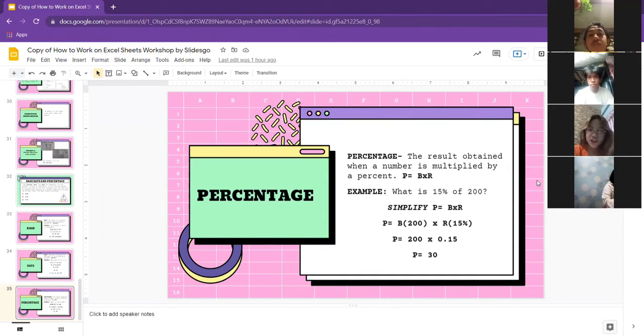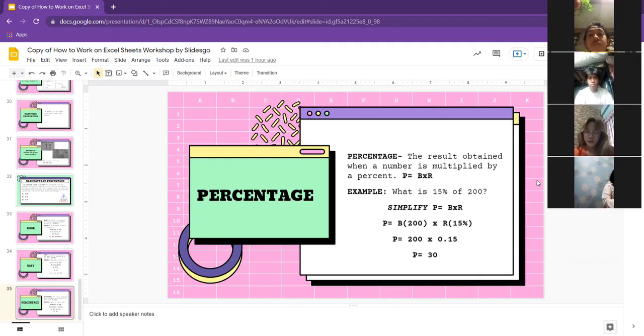Percentage. Percentage, the result obtained when the number is multiplied by a percent. P equals B times R. So we need to multiply the base and rate. For example, given is what is 15% of 200. So first we need to identify the rate, base, and percentage. So our rate is 15% and our base is 200. So obviously, yung missing is percentage.